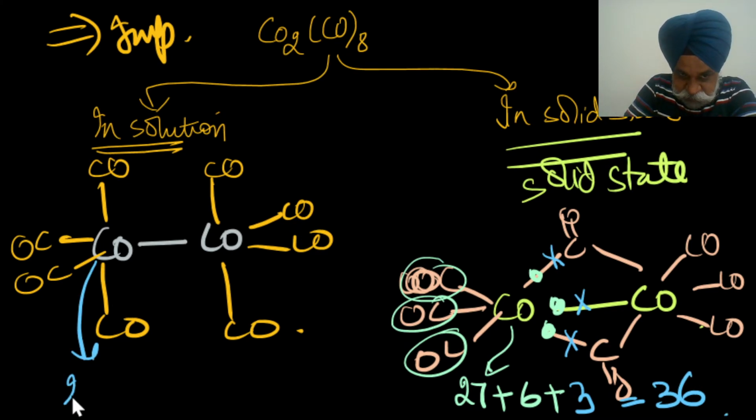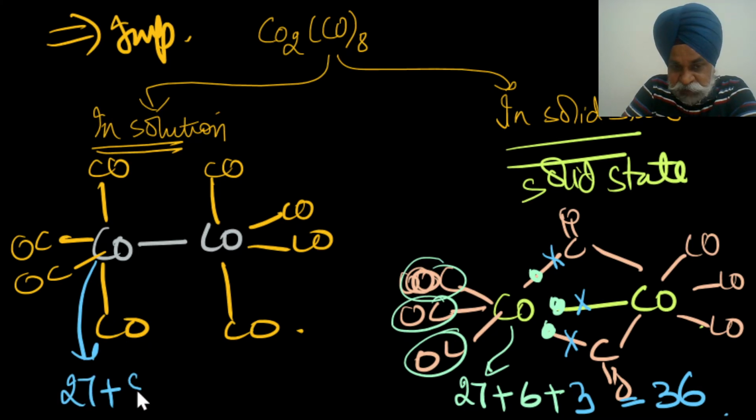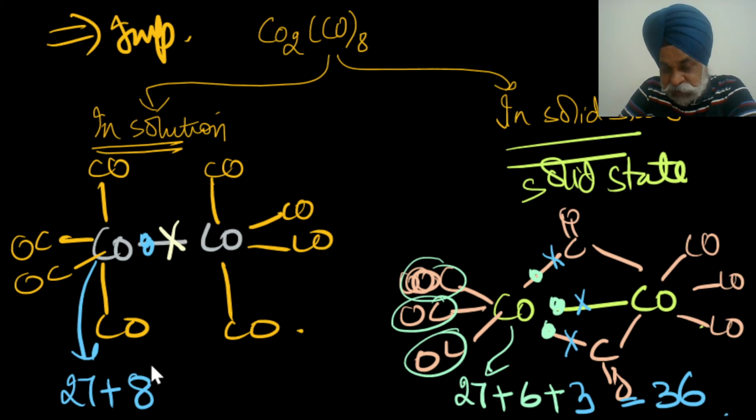So this is 27 plus how many carbon monoxide we have? 8 electrons, which we get from the 4 terminal CO groups. And this electron is already there in the 27. This extra electron, which we are sharing with the other cobalt, is to be added. That makes 9 plus 27 again, which would make it 36.